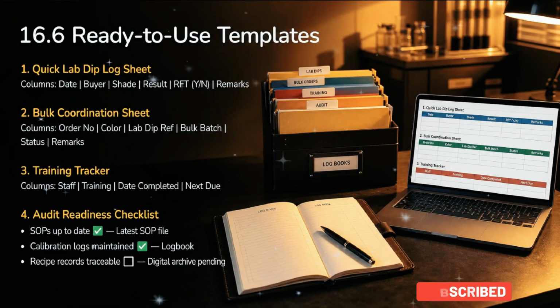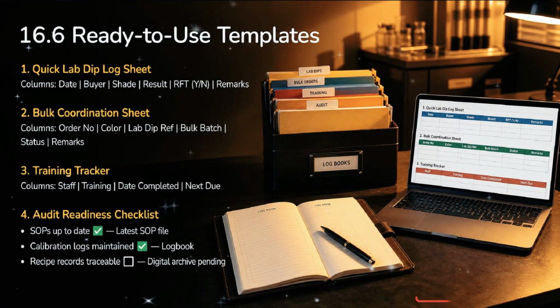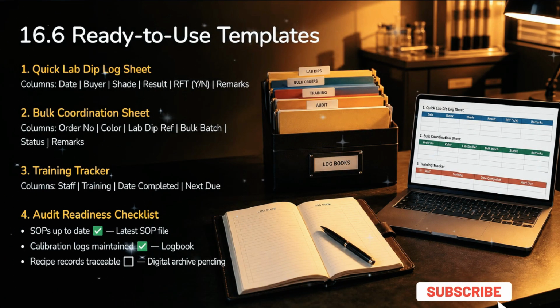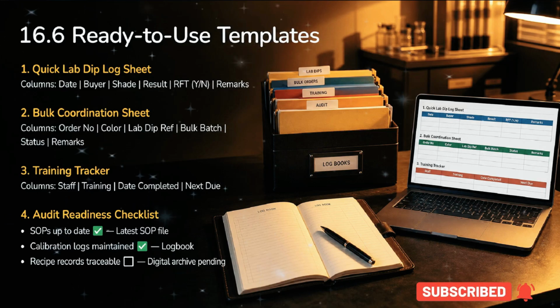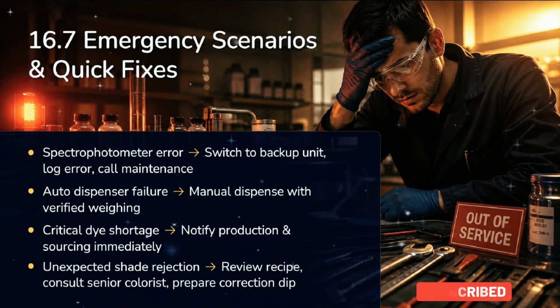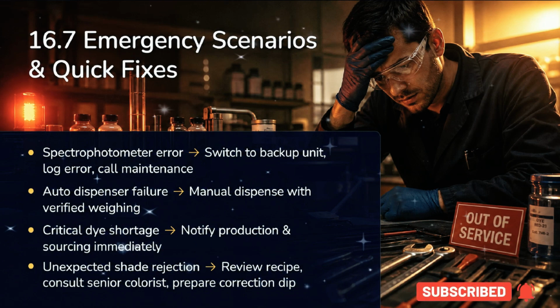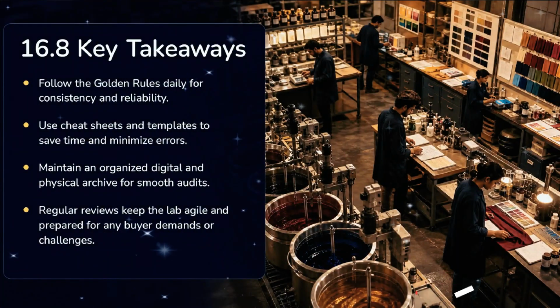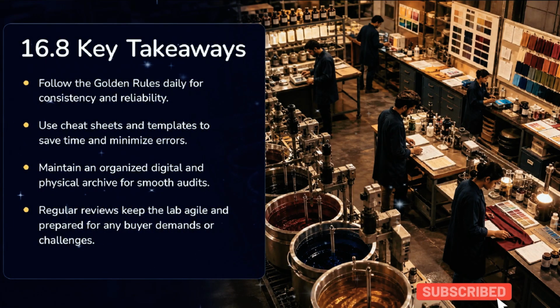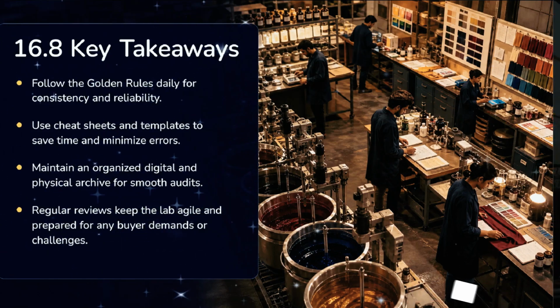Save time with these ready-to-use templates, including log sheets, coordination forms, and audit checklists, helping you keep your records organized and traceable. In an emergency, stay calm. Whether dealing with equipment failure, dye shortages, or shade rejections, use these predefined quick fixes to resolve issues and maintain workflow. The key takeaways are consistency, using tools to minimize errors, maintaining organized archives for audits, and conducting regular reviews to keep your lab agile.